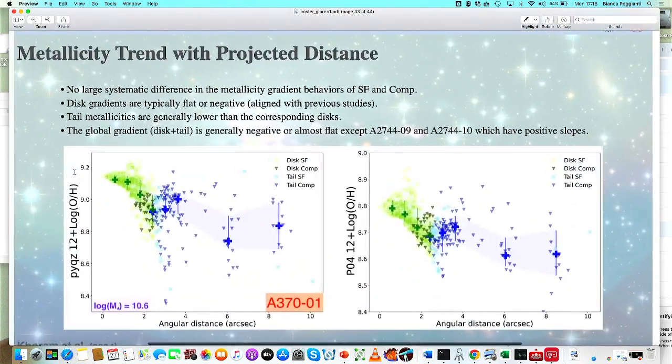One of the highlights of this investigation is how the metallicity changes as we go from the central part of the galaxy to the end of the tail. We see that for most cases, and for all cases with high mass, 10 to 9.5, 9.7, the metallicity decreases as we go to the end of the tail, which says that there is another enrichment process going on in the tail.